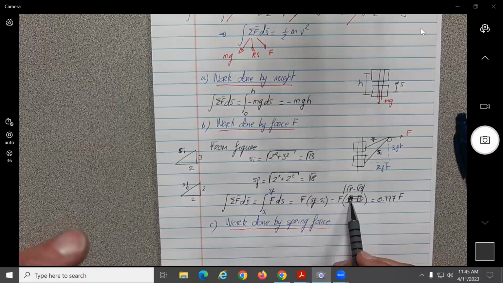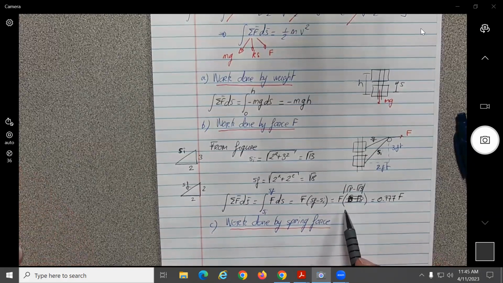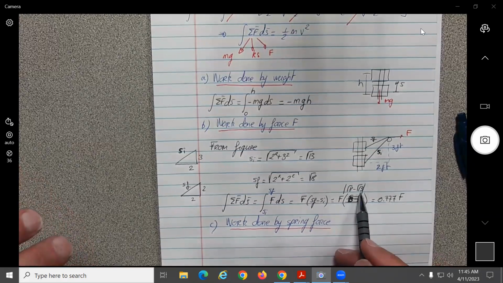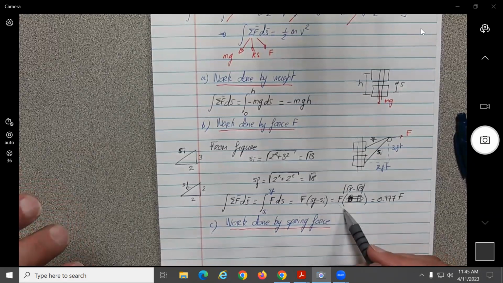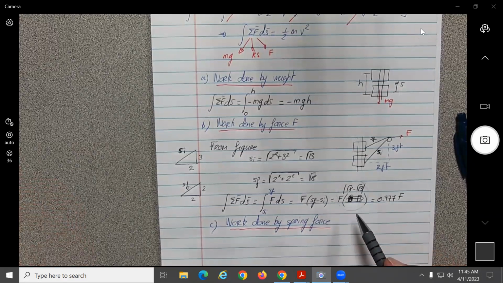I put this, but really it should be the square root of 13 minus the square root of 8. Do you understand this part or not? Work needs to be positive, no?